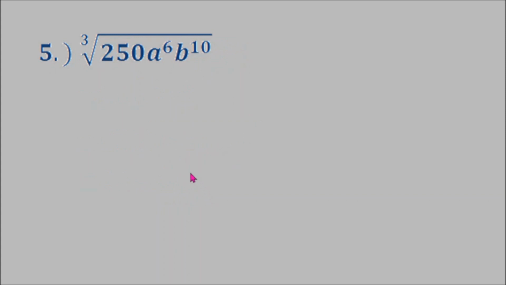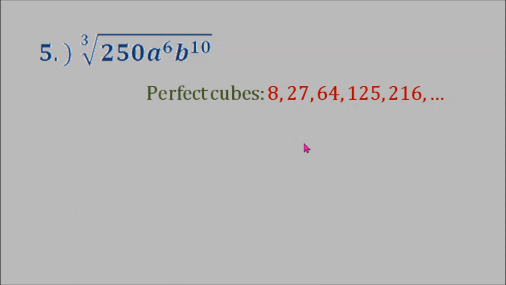Example number 5. This time, it's the cube root of 250 a to the power of 6, b to the power of 10. And these are some of the perfect cubes: 8, 27, 64, 125, 216. So 8 is actually 2 times 2 times 2. 27 is 3 times 3 times 3. 64 is 4 times 4 times 4. 125 is 5 times 5 times 5, and 216 is 6 times 6 times 6.